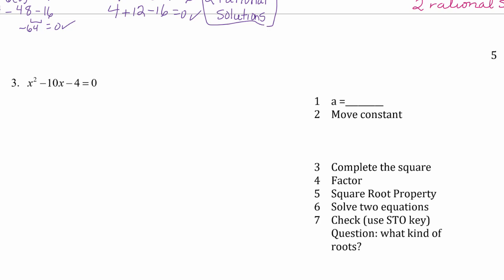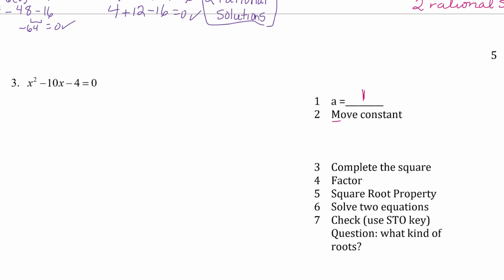We'll do one more in this video, and then I'll do another video for more examples. Okay, so here's the next one. X squared minus 10x minus 4 equals 0. What does a equal? It's 1. Cool. We checked. We need to check always.